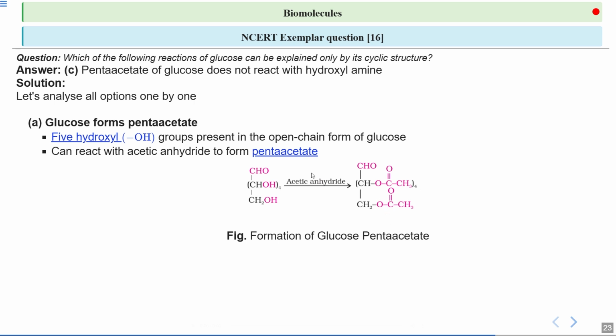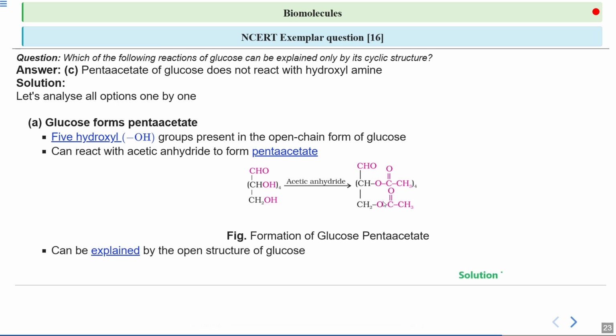You will see all the 5 OH groups have been replaced by acetate. This process is possible because all the 5 OH groups are accessible in the open chain form of glucose. So this can be explained by the open structure of glucose. Therefore, this option is a correct statement.